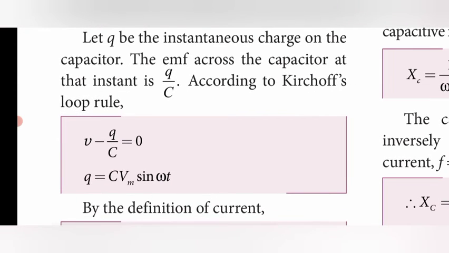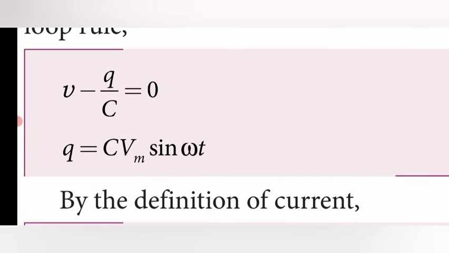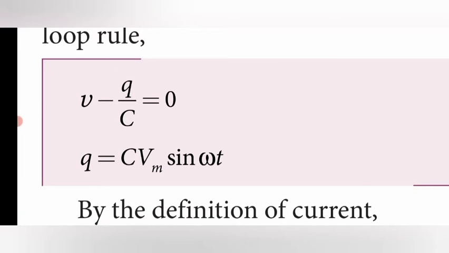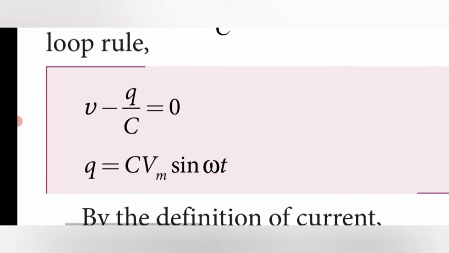According to Kirchhoff's rule, what is meant by the capacitor? The capacitor is used to store charges, isn't it? It can also do work against the current. That's why here they use V minus the EMF of the capacitor is equal to 0. So V minus Q by C is equal to 0. We rearrange it: V is equal to Q by C, or Q is equal to CV.